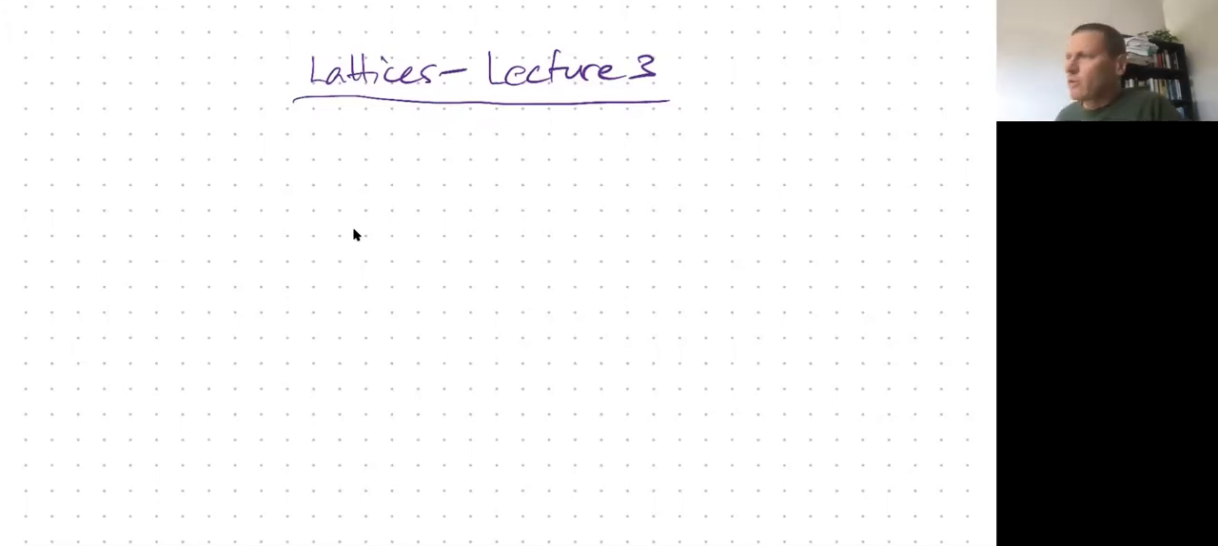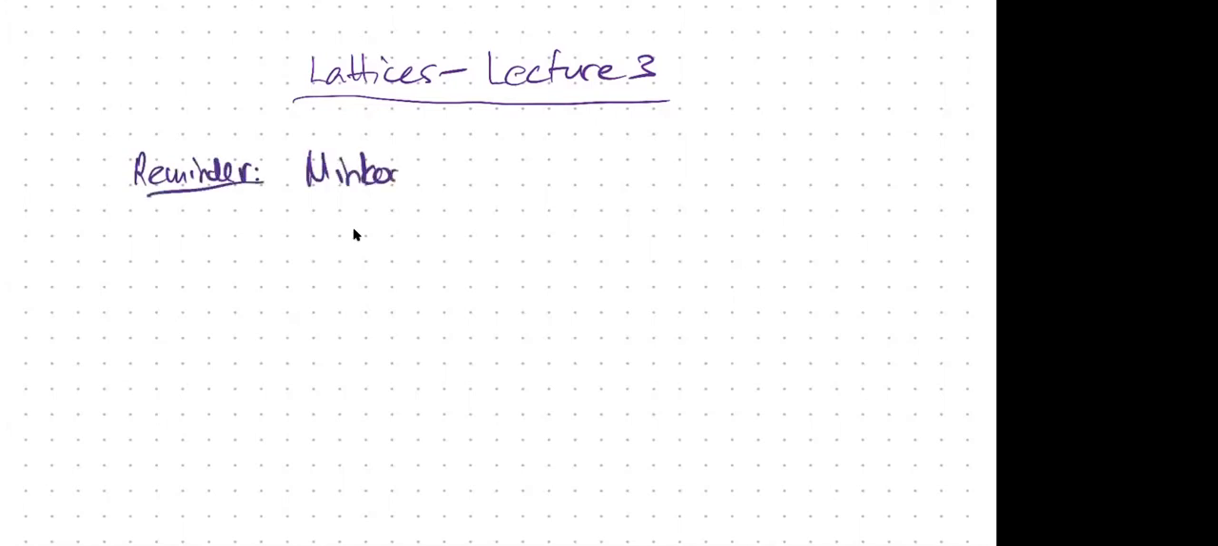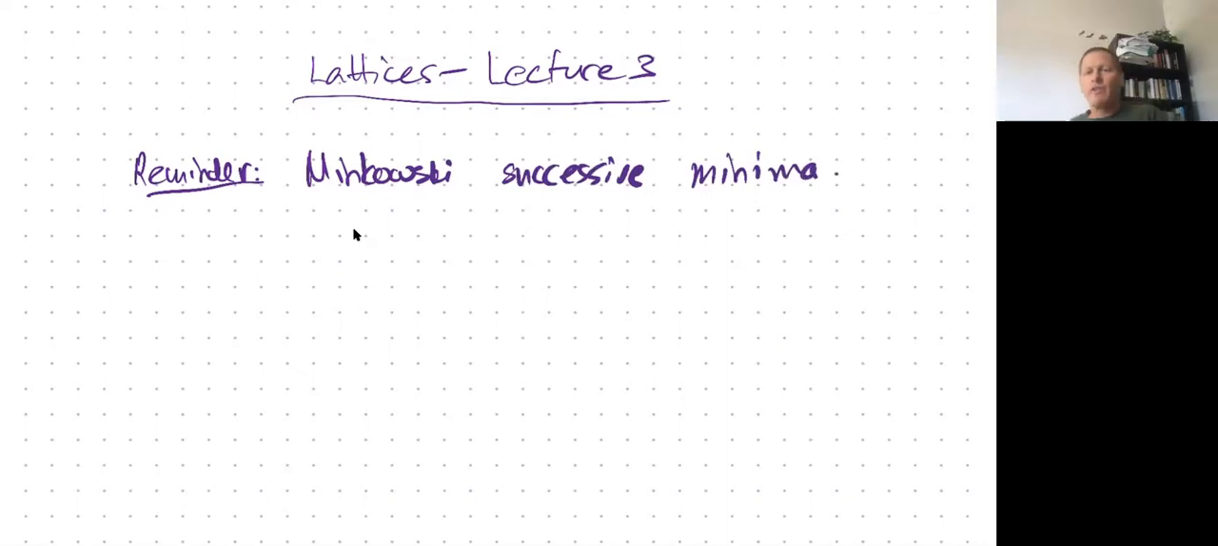Let's get started. So I'll remind you of a couple of things that I was discussing last time. We're discussing the Minkowski successive minima. So let me remind you what that is. This is a kind of a first geometric invariant of a lattice. So given a lattice in n dimensions, there's n different numbers associated with it.